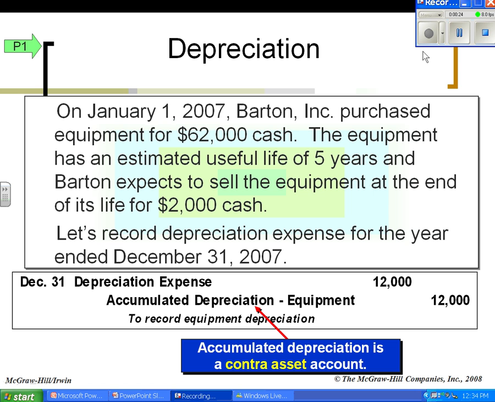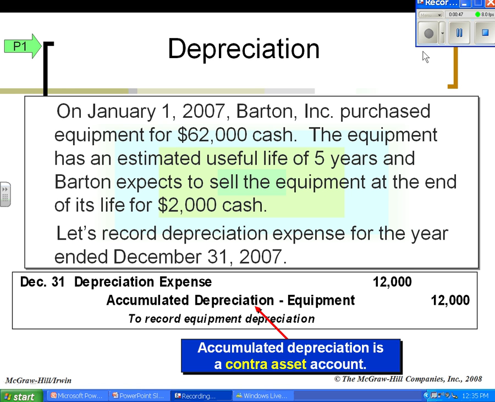Those two accounts go hand in hand. Depreciation expense will be debited. Accumulated depreciation will be credited. Now, what's accumulated depreciation? That is known as a contra asset account. It means that it will offset against an asset account on the balance sheet. And I'll show you what it looks like on the balance sheet.